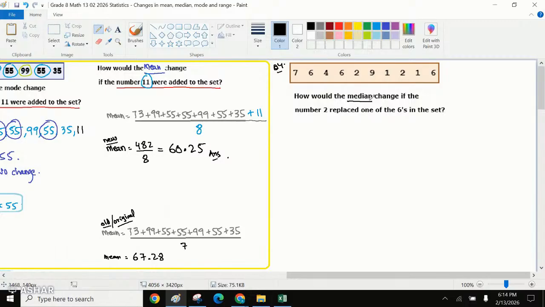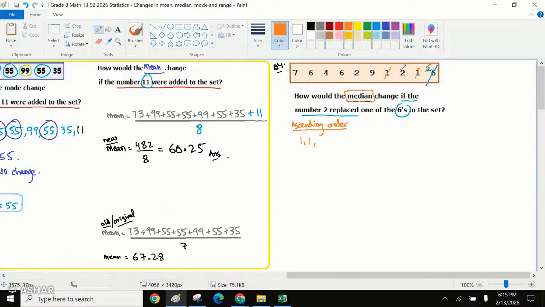So median means it has to be in ascending order. Okay, the number 2 replaced one of the 6s, so we can say this 6 was replaced by a 2. So can we rearrange them in ascending order? Since the median is the middlemost value, we have to arrange them in ascending order. That means we start from the smallest, we go to the largest. Which value was the smallest? 1 and 1, right? 1, 1.